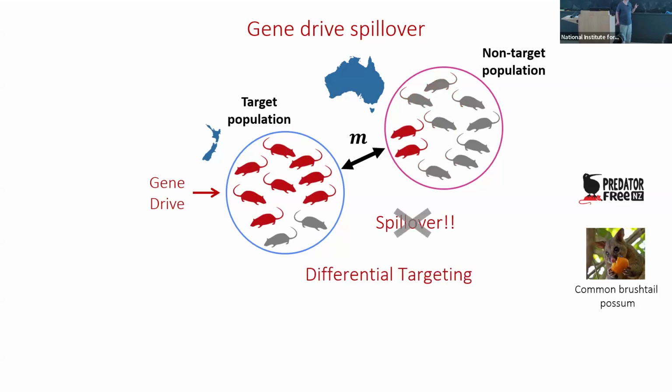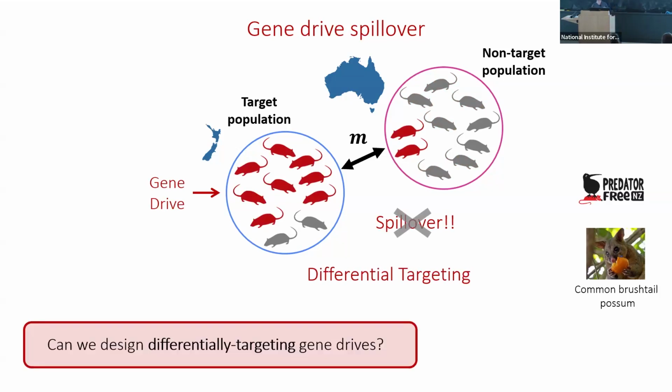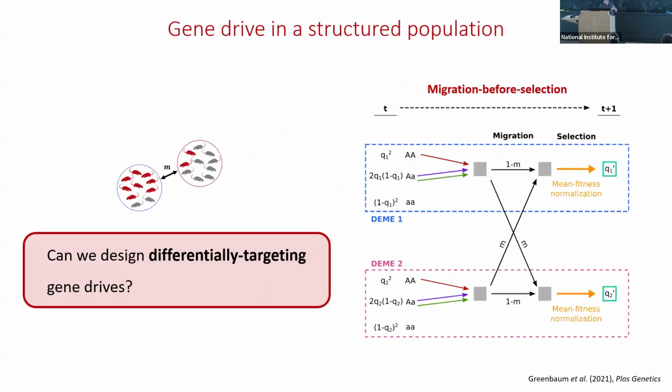So we don't want to see this situation. Instead, what we would like to see is a stable situation where the gene drive is present at high frequencies in New Zealand, but somehow remains at low frequency in the non-target population. So the question is, can we actually design these differentially targeting gene drives? To do that, we extended this basic model to look at two demes, right? So now there are two systems of equations that we need to track, one for the frequency in the target population, one for the frequency in the non-target population, and we add this migration element. And then we can study the stable points, or the equilibrium points, of this system of equations.